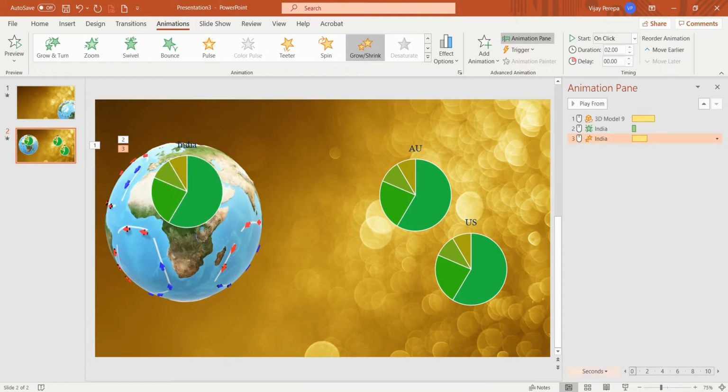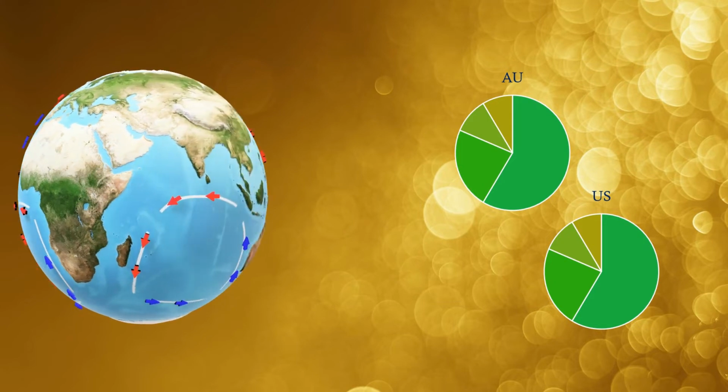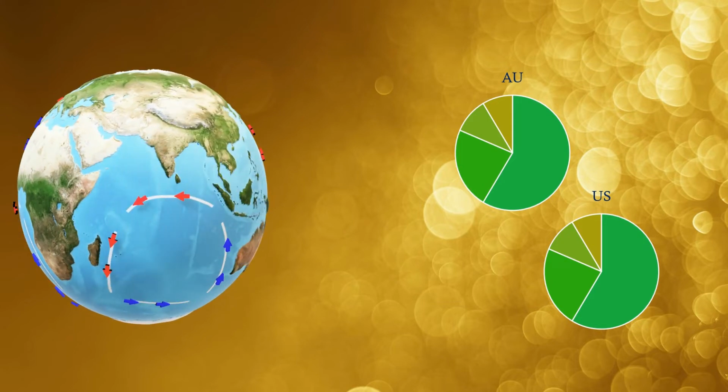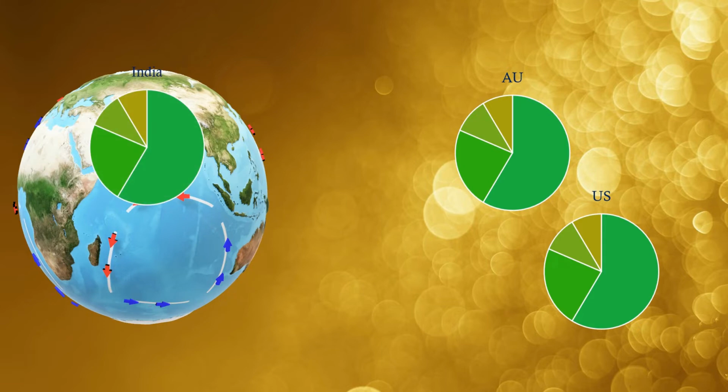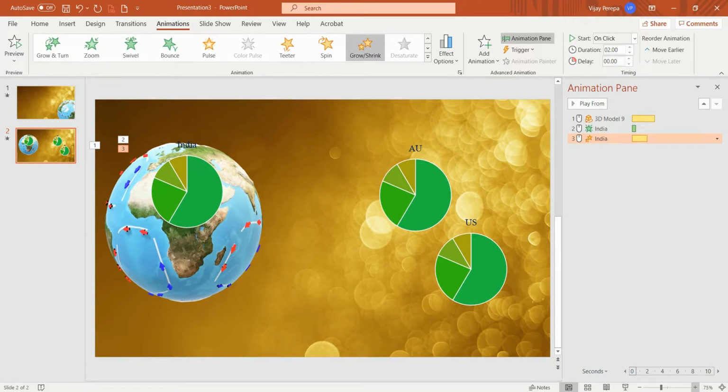So now let me just test the slideshow. If I select it, currently the India chart is missing there because animation is added to that. If I click on it, you can see the globe is turned and now India is in front of you. If I click again, the chart is appearing. If I click again, it is actually becoming bigger, but all are happening on a click action. So let me synchronize them. Before that, let me keep this somewhere here.